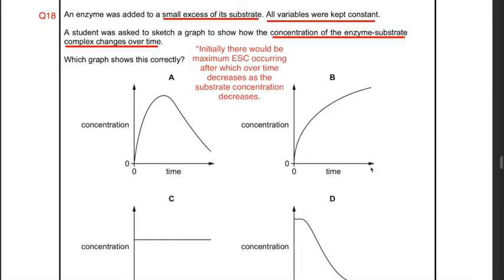Initially, there would be a maximum of enzyme substrate complexes, after which, over time, it would decrease as the substrate concentration will also decrease. Because they have mentioned a small excess of its substrate, it is not an infinite amount of substrate concentration. Hence, initially there would be the highest enzyme substrate complexes being formed, and over time it would decrease, leaving us with the best possible answer, that is D, as only D represents the correct graph. Concentration being highest initially and over time decreasing.